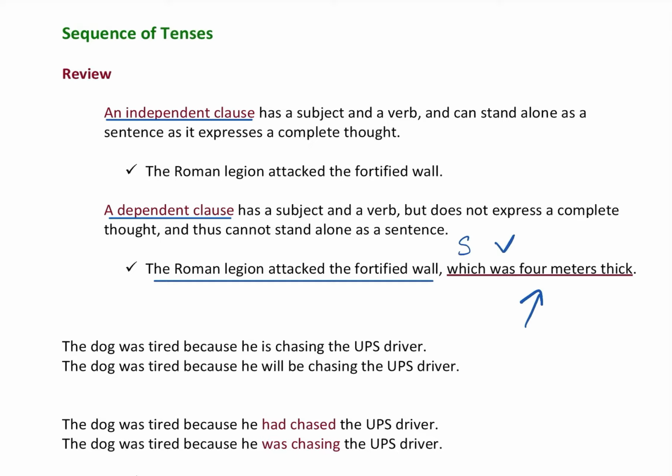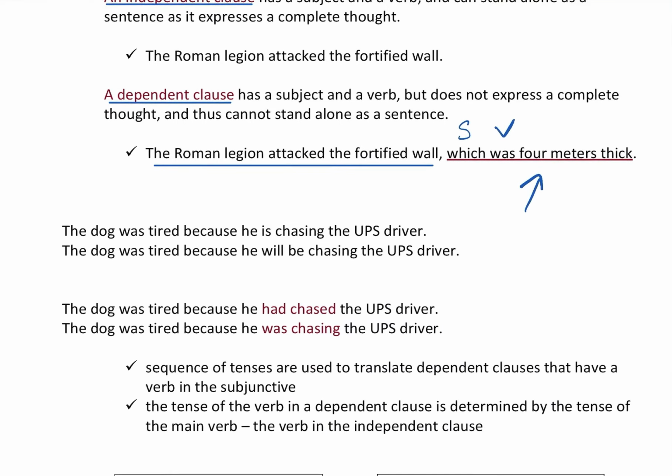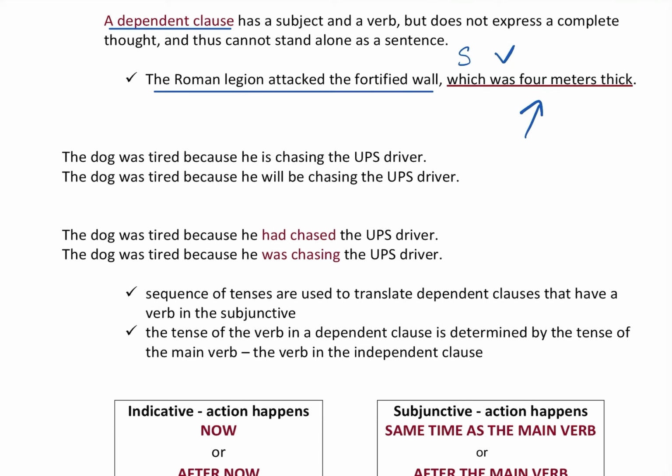Now, before we go on to sequence of tenses, you need to understand them in English before you can understand them in Latin. They'll make way more sense in English. So if I said, the dog was tired because he is chasing the UPS driver. Just listen to that. Or if I said, the dog was tired because he will be chasing the UPS driver. You go, wait a second, that doesn't make any sense in English. It sounds wrong. And what should it be? Let's change the verb. The dog was tired because he had chased the UPS driver. Or the dog was tired because he was chasing the UPS driver. Those make sense. What you know in English already, that's called the sequence of tenses.